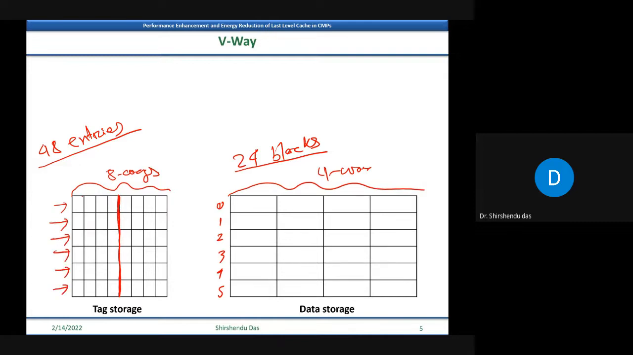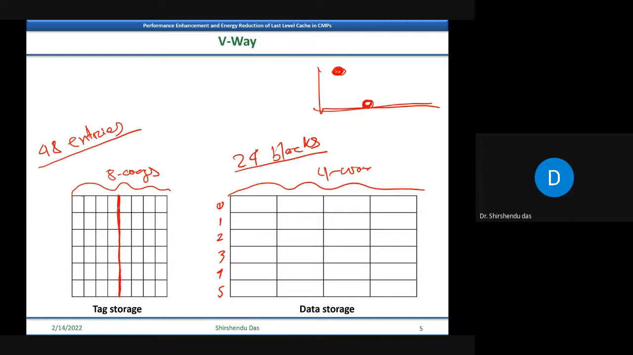If all the sets started using 8 ways, then the total data entries required is 48. But if you see the right side, total data entries is only 24. That's why they went for this type of design. They assume that only a few sets are heavily used, and at the same time, as I said, there are some sets which are lightly used. If you remember my graph, there are some sets heavily used and some sets lightly used. So the extra blocks required for the heavily used sets will be provided by the lightly used sets. That's why it will be balanced.